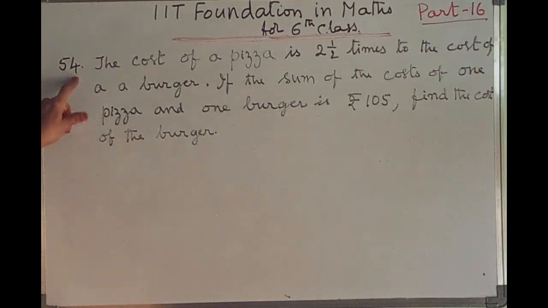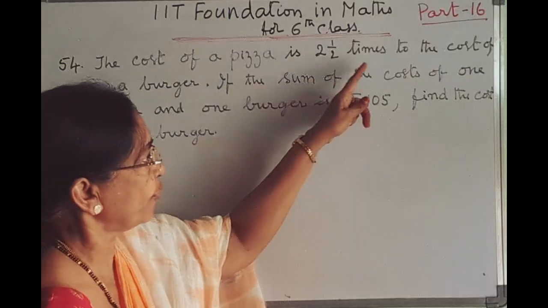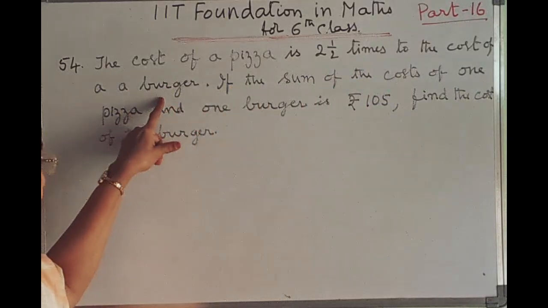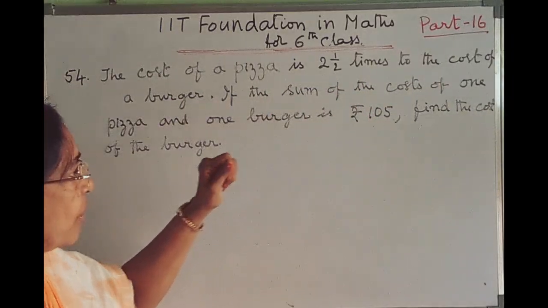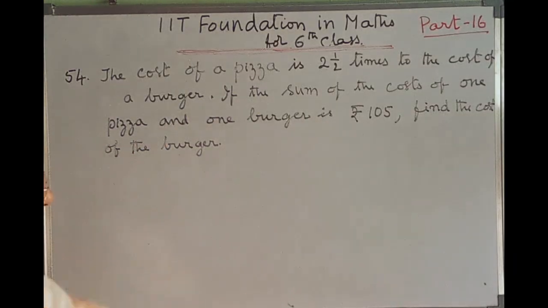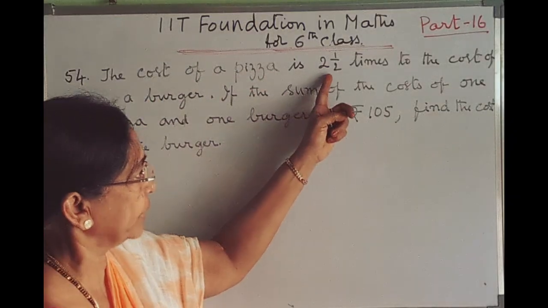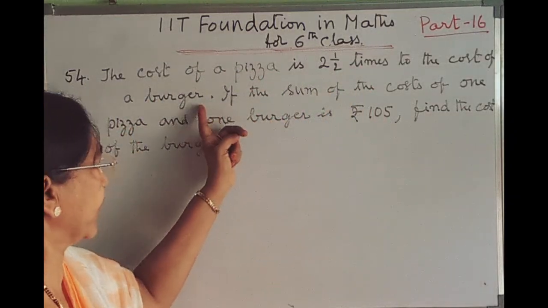Next, 54th problem. The cost of a pizza is 2.5 times the cost of a burger. If the sum of the costs of one pizza and one burger is rupees 105, find the cost of the burger. Here cost of the pizza is 2.5 times the cost of the burger.